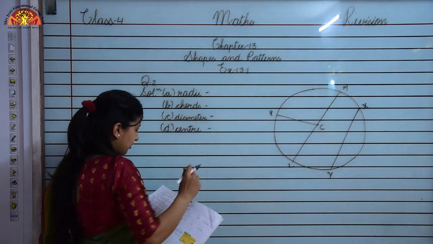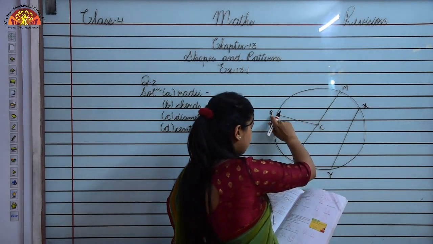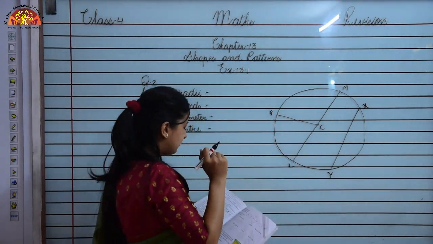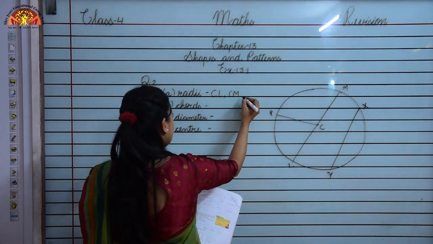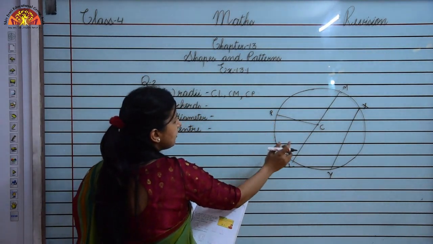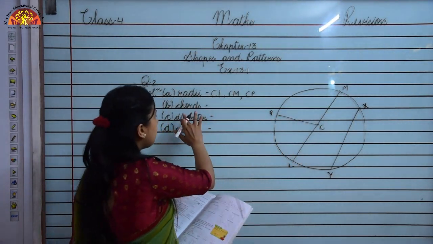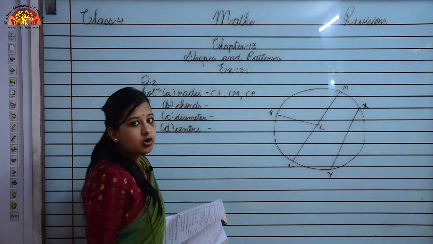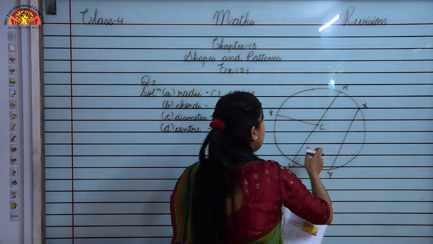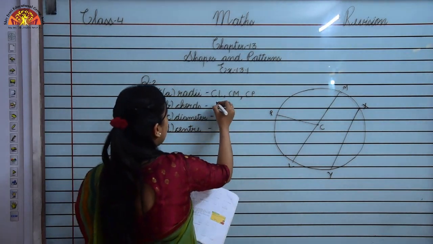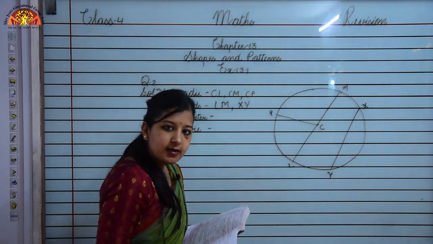So students, the distance from the center point to any point on the boundary of the circle is called radius. So here CL, CM and CP are the radius of the circle. Now what we have to find? We have to find chords of the circle. So what are the chords of the circle? A line segment connecting two points on a curve is called chord of a circle. So here LM and XY are the chords of the circle.